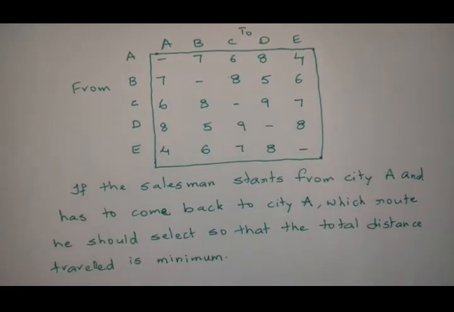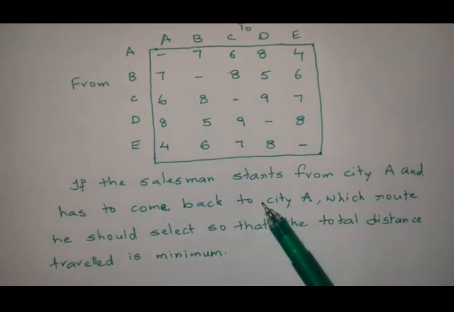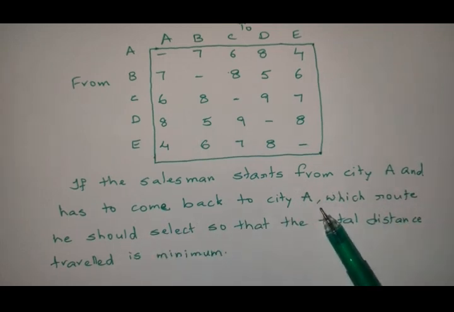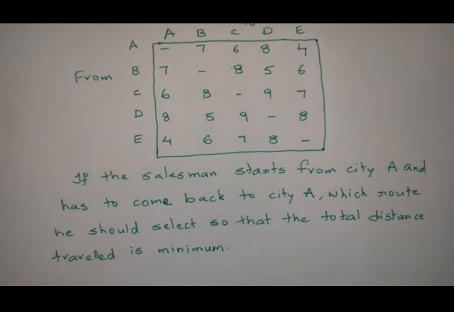Now he is asking us, if the salesman starts from city A and has to come back to city A, which route he should select so that the total distance traveled is minimum. He is asking us to find the shortest distance, how the salesman has to travel through the 5 cities. So let us solve that problem.